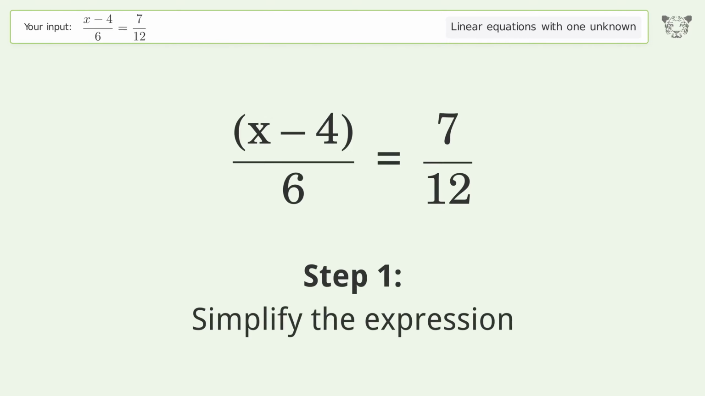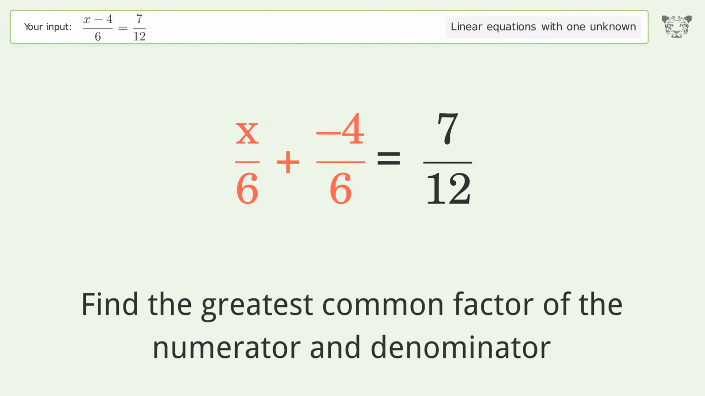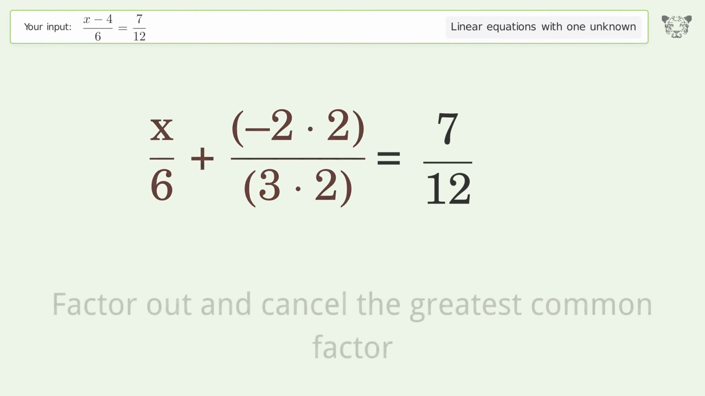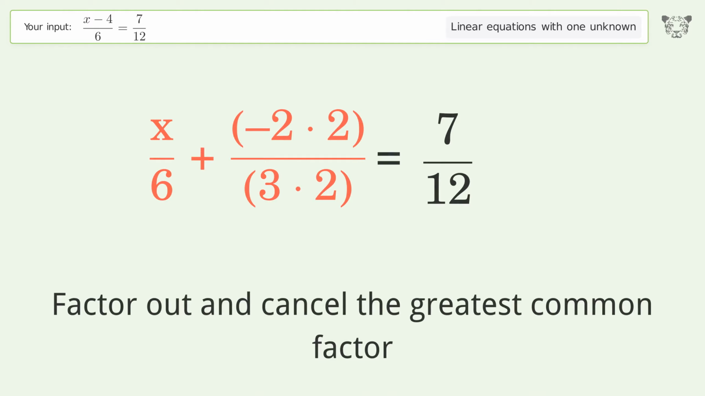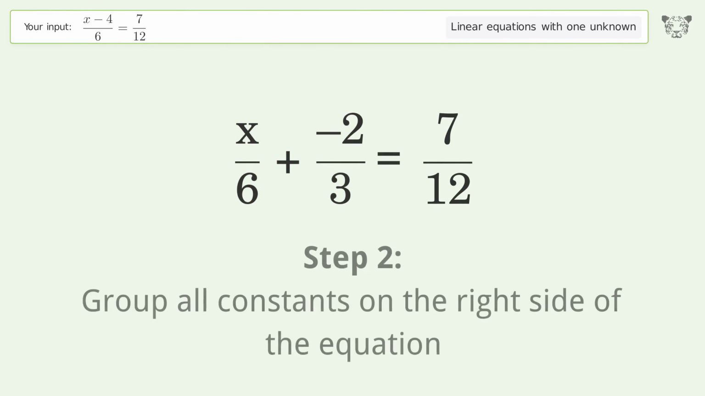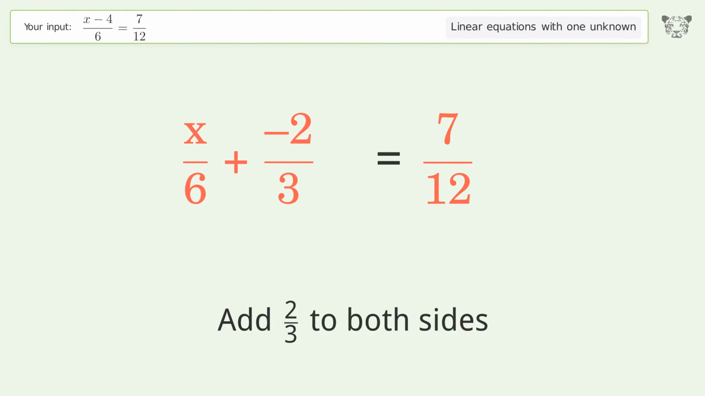Simplify the expression. Break up the fraction. Find the greatest common factor of the numerator and denominator. Factor out and cancel the greatest common factor. Group all constants on the right side of the equation. Add 2 over 3 to both sides.